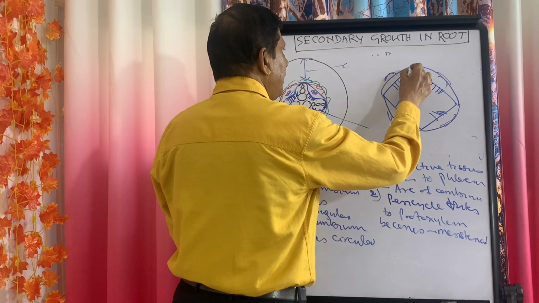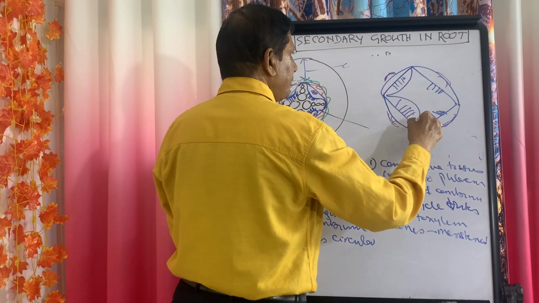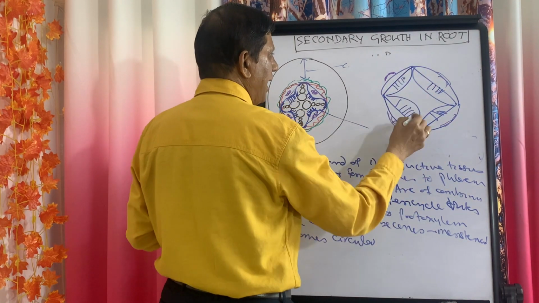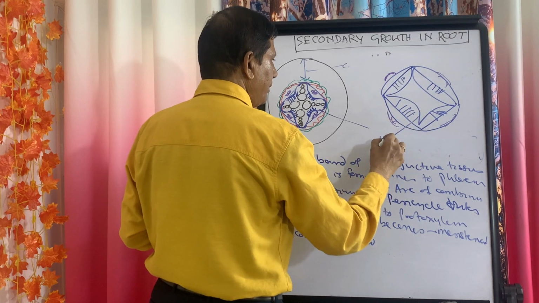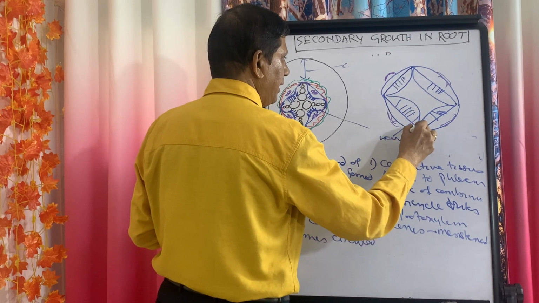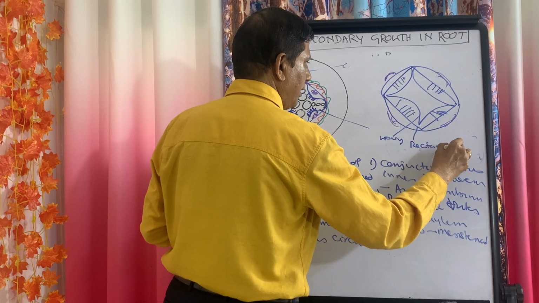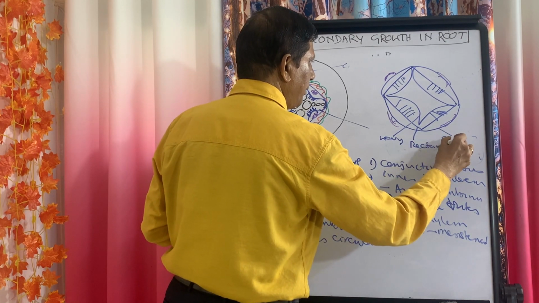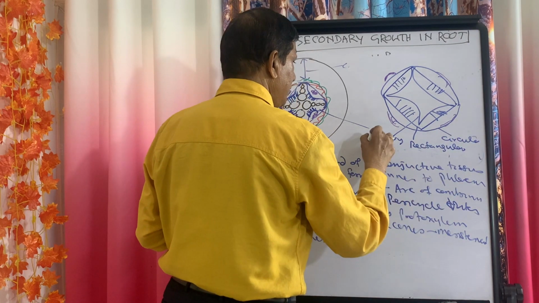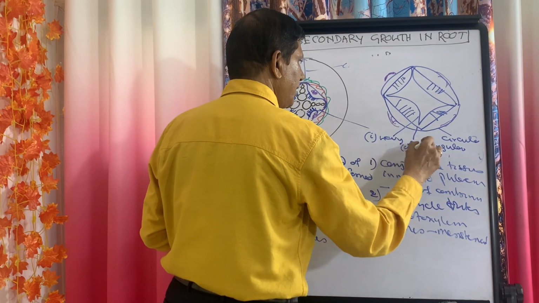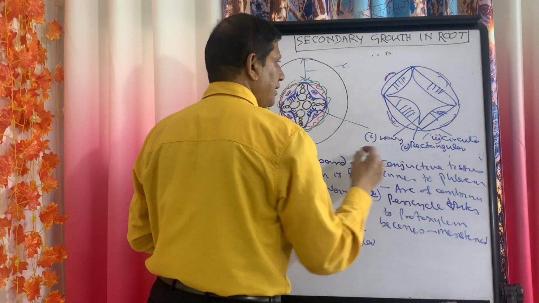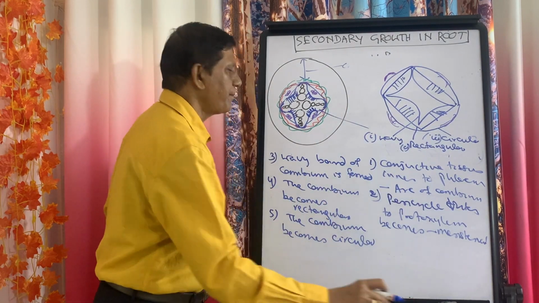That means earlier it was wavy, then it became rectangular, and finally it becomes circular. This is the first step, this is the second step, and this is the third step. Gradually these changes are occurring.